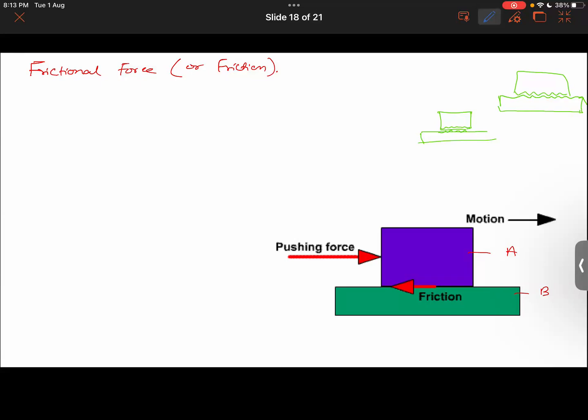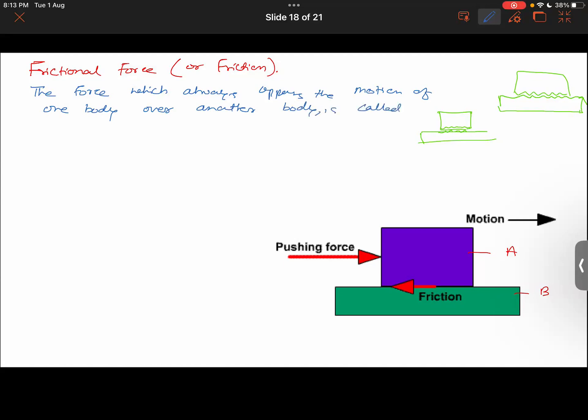Okay, so that is basically frictional force. So we can define it like this: the force which always opposes the motion of one body over another body is called frictional force, or simply friction.